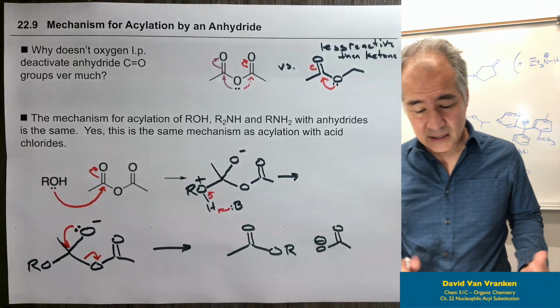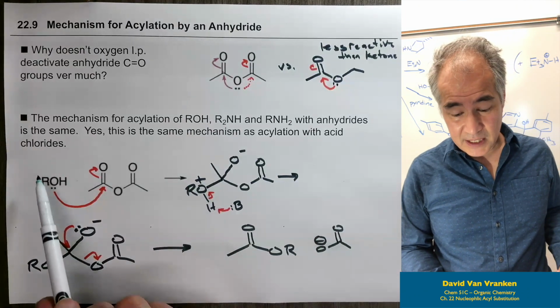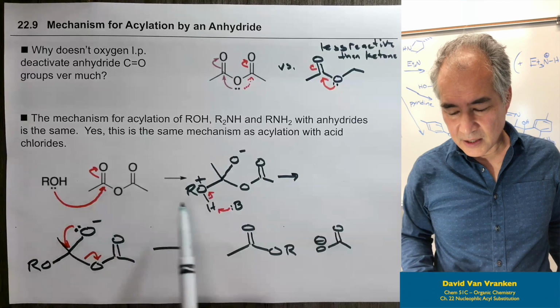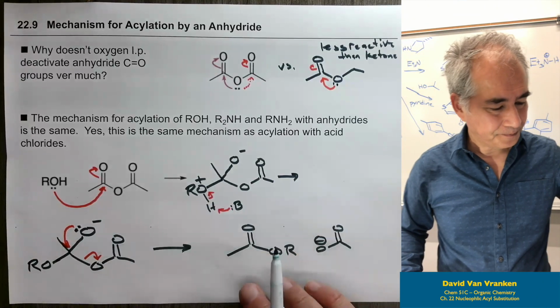Okay, so that's the mechanism for acylation of an alcohol or an amine by an anhydride. If it's an amine, you add first and then you deprotonate second, and that gets the leaving group ready to leave.